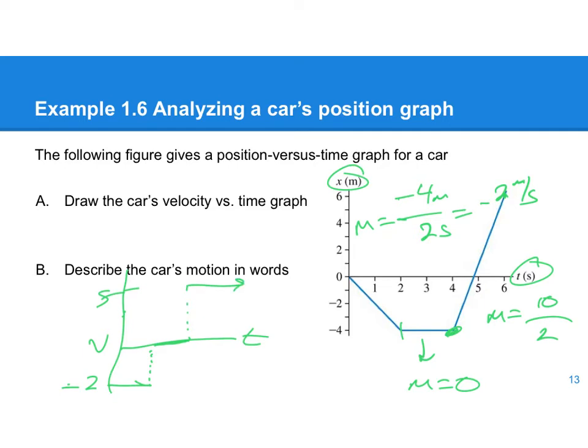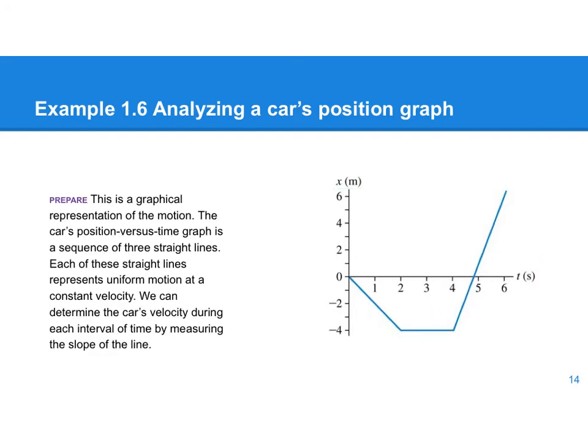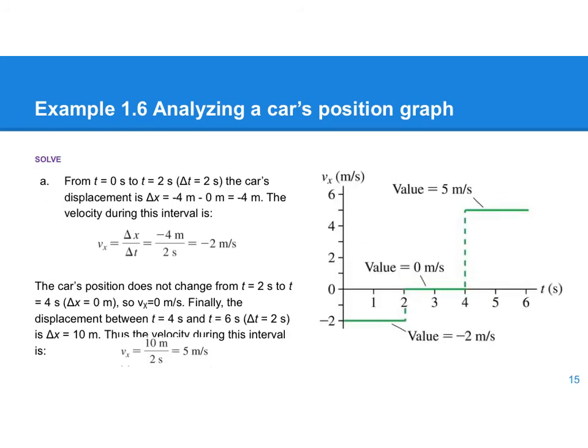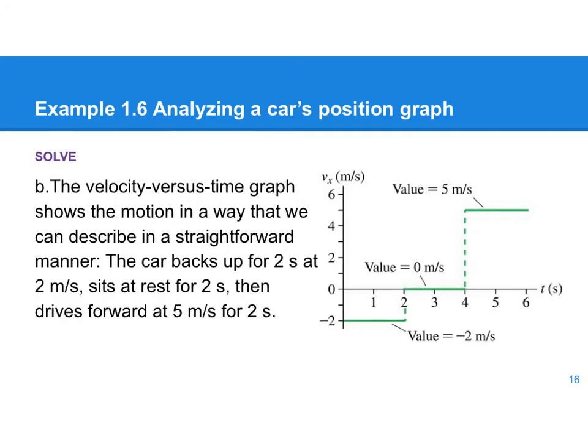And that is my velocity versus time graph. I'm going -2 meters per second for 2 seconds, 0 meters per second for 2 seconds, and 5 meters per second for 2 seconds. So maybe this is you backed out of the driveway, you put the car in park, and you headed off to school, right? So we can use these position versus time graphs to make velocity versus time graphs and help explain the motion that's going on. So here is the actual, better looking than what I just did, velocity versus time graph. And here's our quick little explanation.